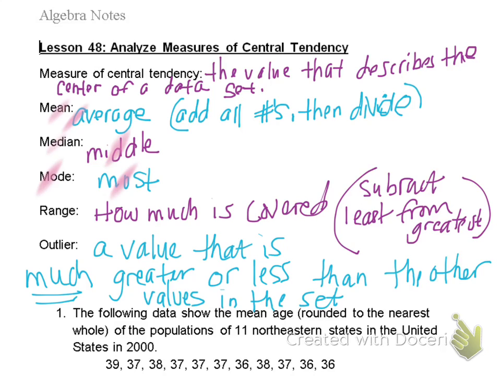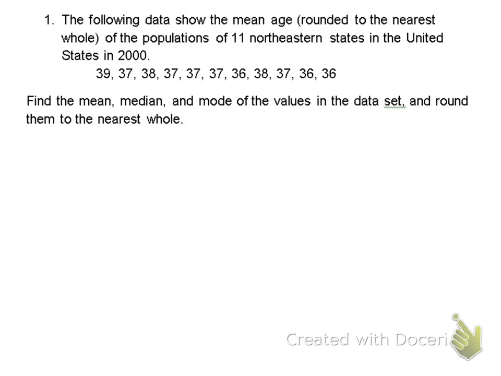If you need more time to write these down, you can always pause while you write them down on your paper, but I'm going to move on. So the first example, we have this set of numbers that shows the mean, or the average age, rounded to the nearest whole of the populations of 11 northeastern states in the United States in the year 2000. We have to find the mean, median, and mode of the values and round them to the nearest whole. So keywords here are we're finding mean, median, and mode, and rounding to the nearest whole.